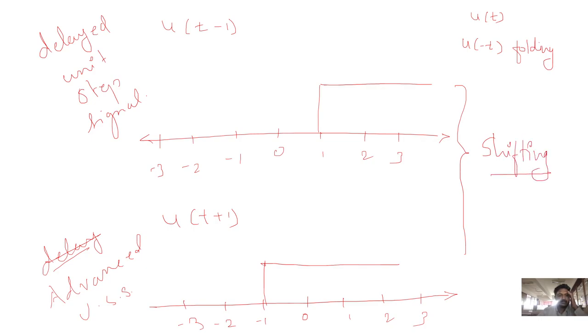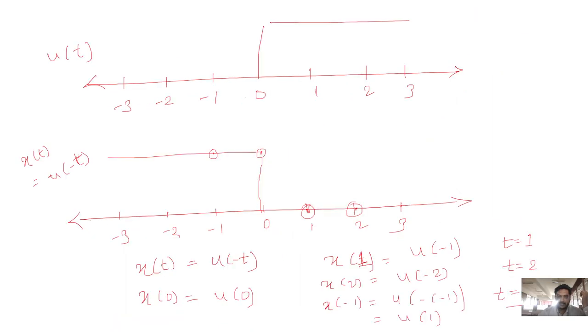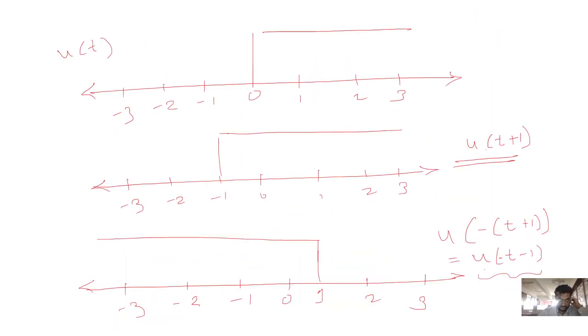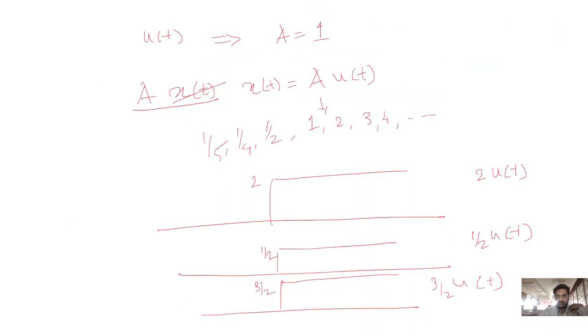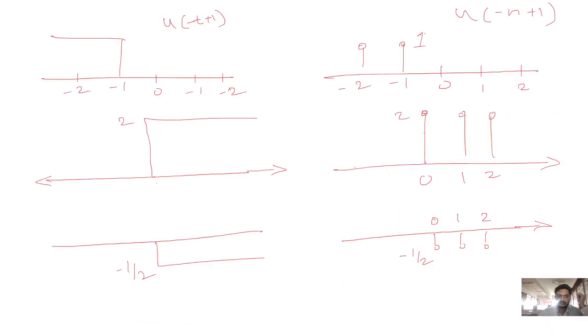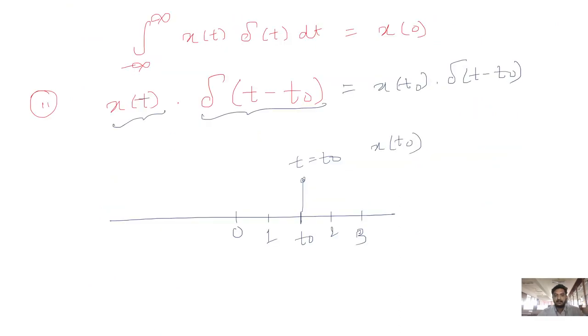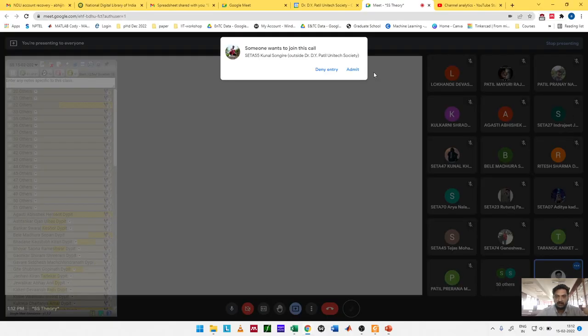Okay, so this we had seen last time. For the unit step response, last time we saw how to work on that, how to shift it and how to fold it. Similarly, for the discrete time equivalent, we saw how to shift and how to fold, right? Then we saw the properties of the impulse response.